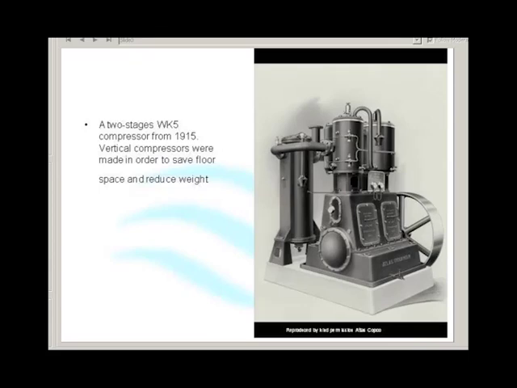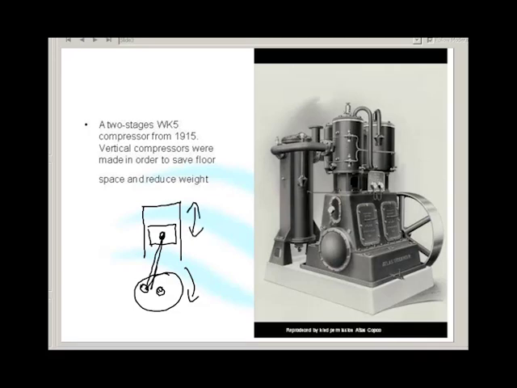The first type of compressor is a reciprocating compressor. It works just like a car engine. You have a big piston inside a cylinder, and as the shaft goes round and round, the piston goes up and down. Air comes in and air is compressed. Simple reciprocating compressor.